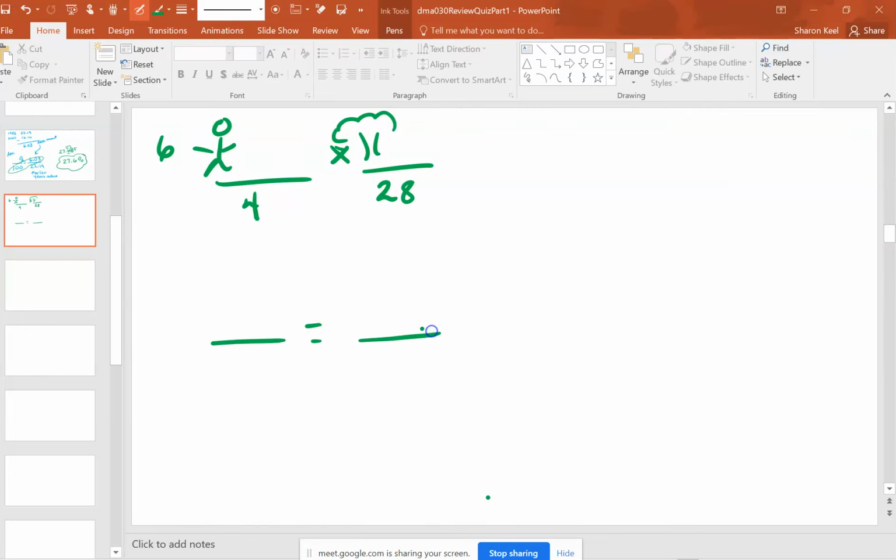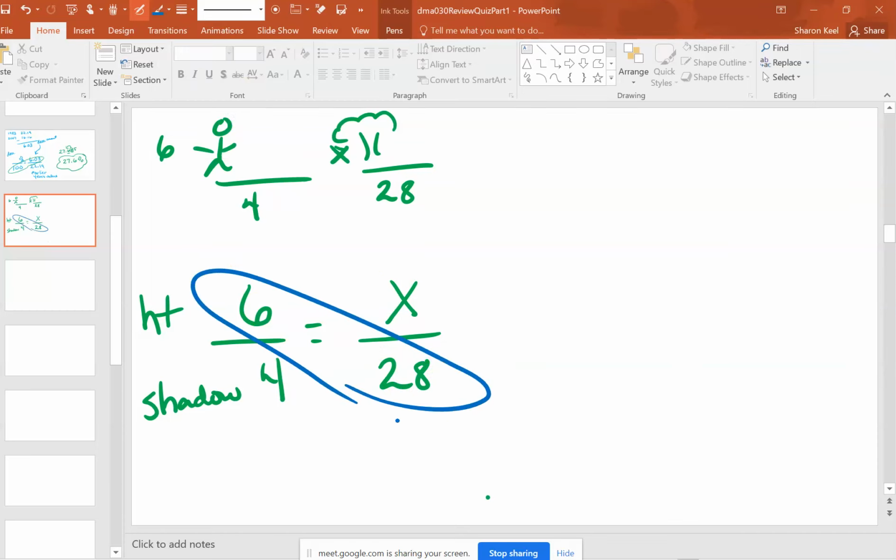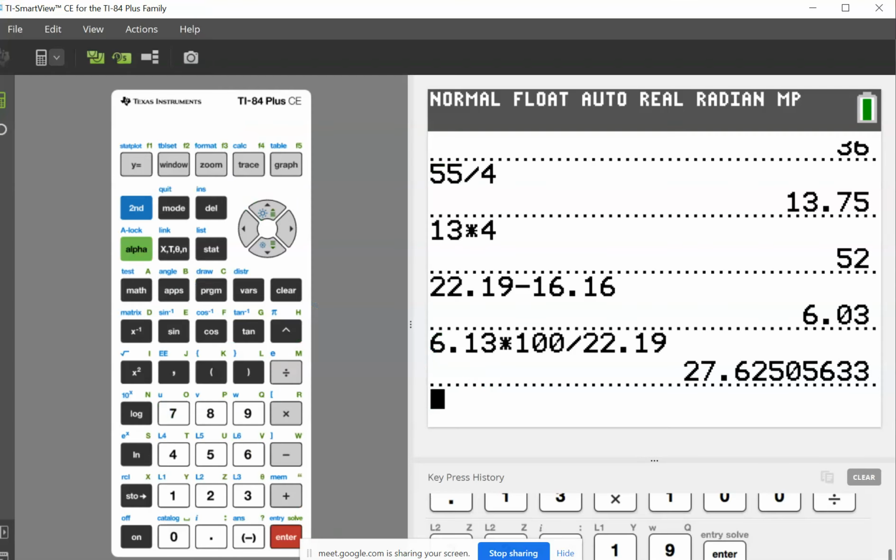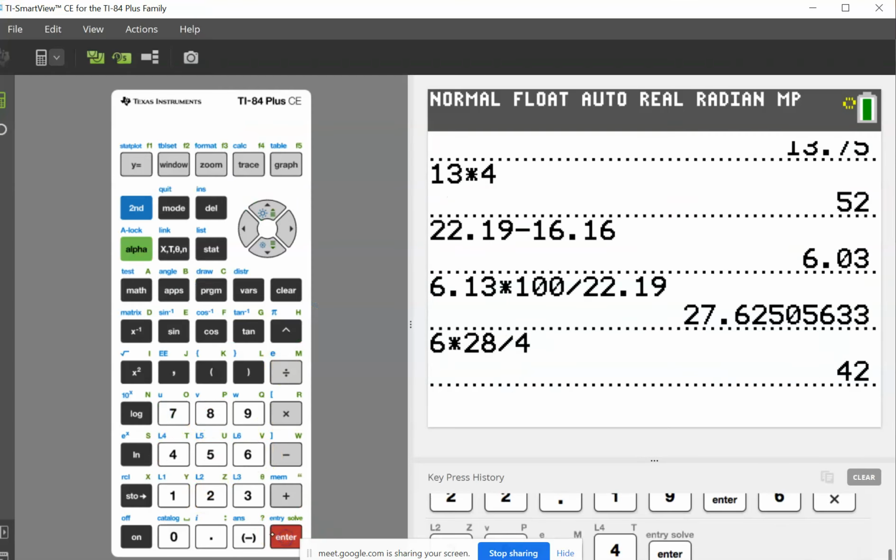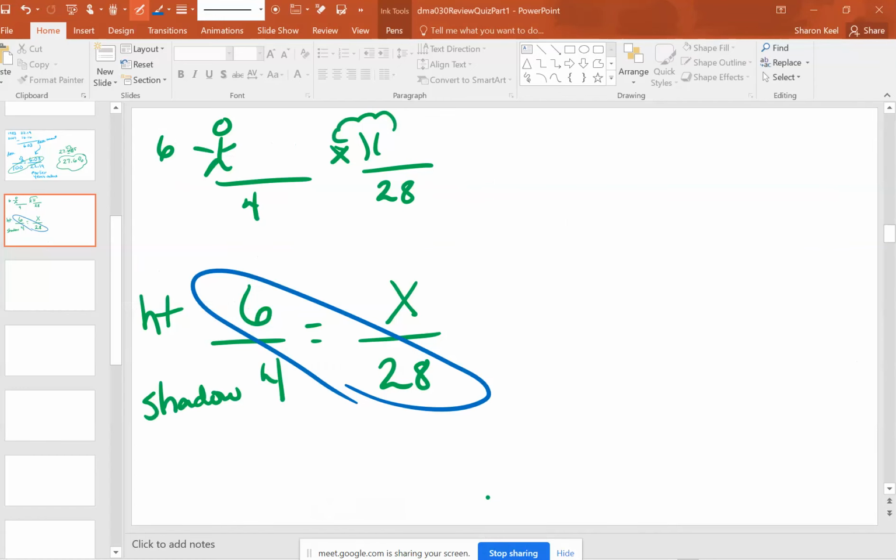This is a simple proportion. We're going to put the height here and the length of the shadow here. So she is 6 feet tall with a 4-foot shadow. We don't know the height of the tree with a 28-foot shadow. And now cross multiply and divide. So 6 times 28, divide by 4. The height of the tree is 42 feet. So the tree is 42 feet tall.